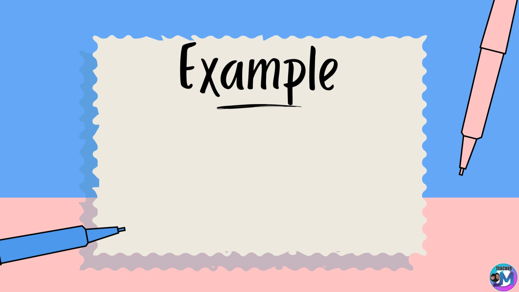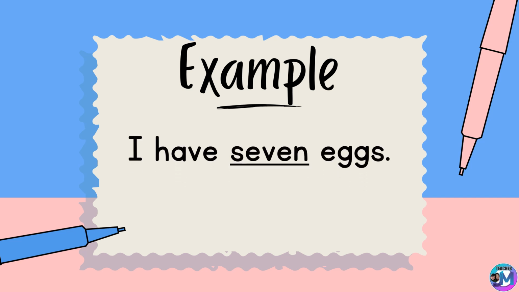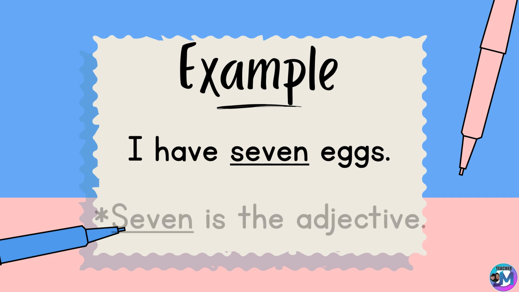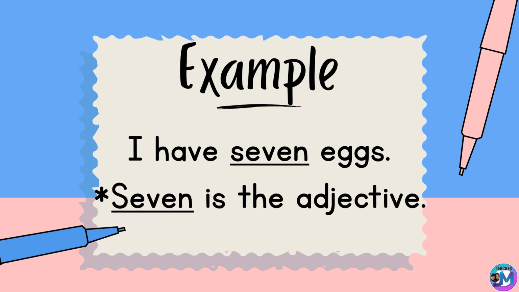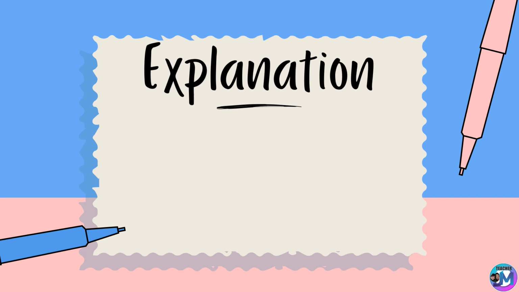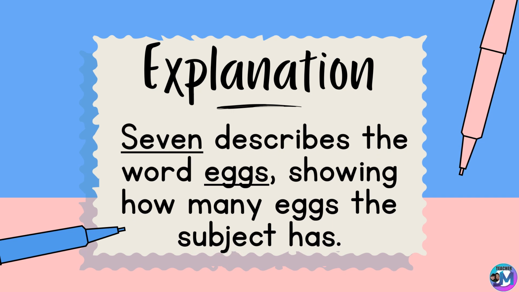Another example, I have 7 eggs. 7 is the adjective. Let's read the explanation. 7 describes the word eggs, showing how many eggs the subject has.